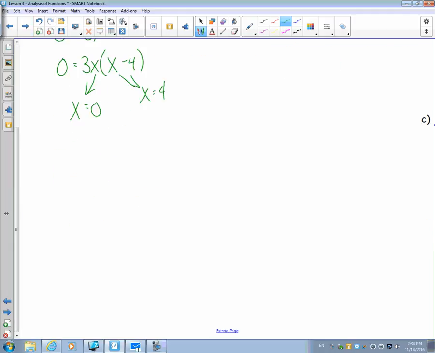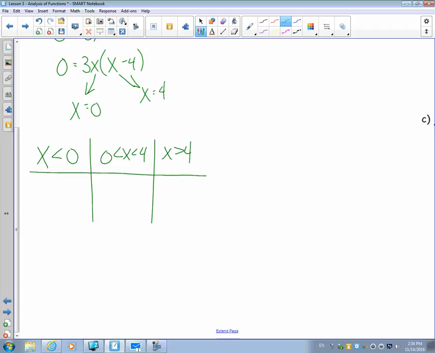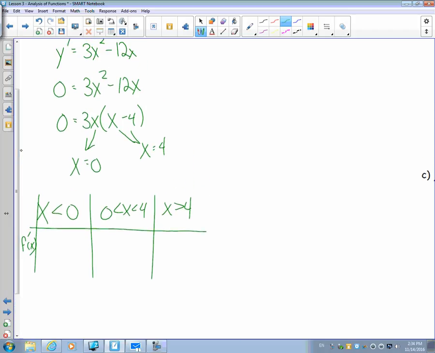So we're going to make ourselves a sign diagram. I'm going to start off by saying less than 0, because that's my lowest value. Then I'm going to say 0 to 4, that's my middle, and then greater than 4. And for each of these, I want to know what happens to my derivative. So let's pick a number less than 0 and put it in. If I put -1 into my derivative, we're going to get 3 times -1 squared minus 12 times -1. Now I don't really care what the number is. It comes up to 15. What I care about is the sign.